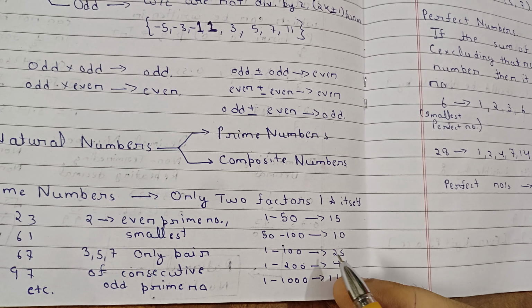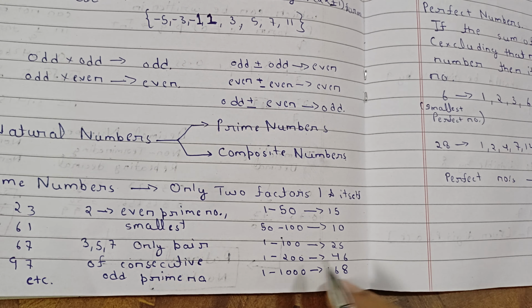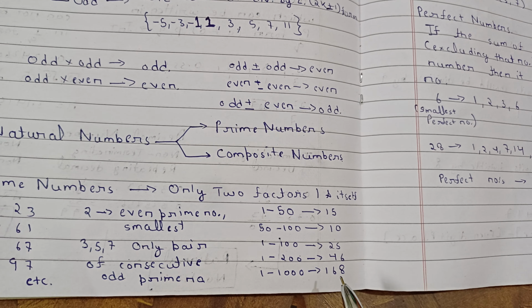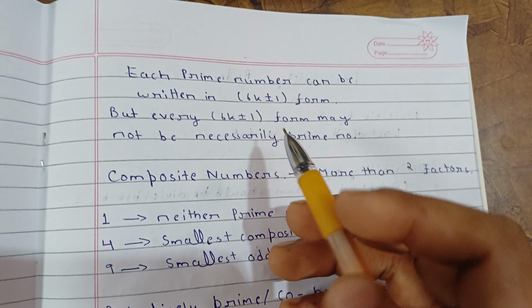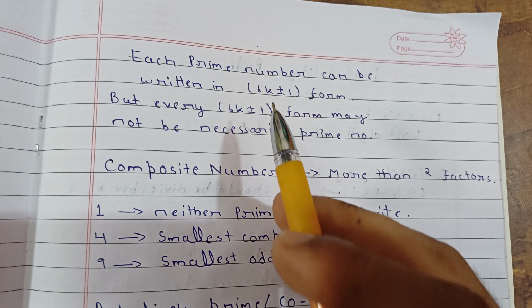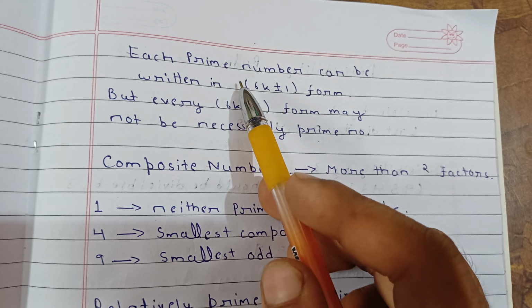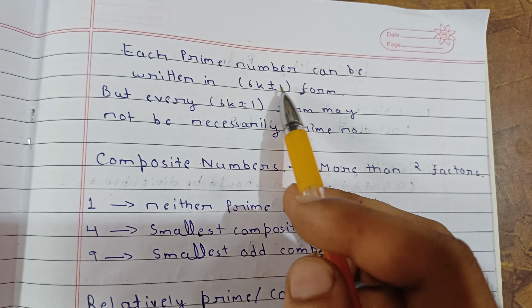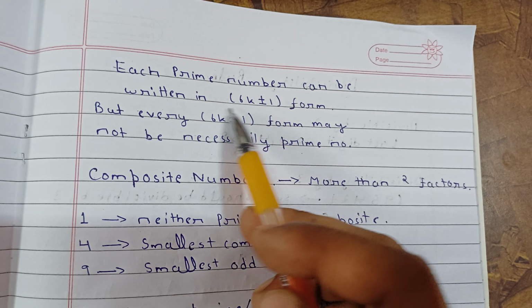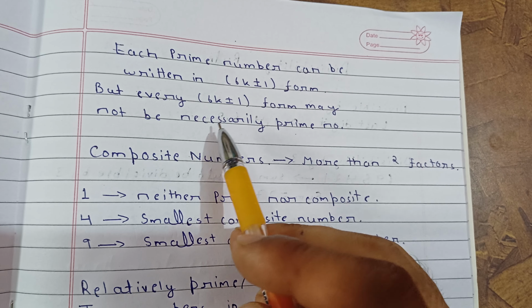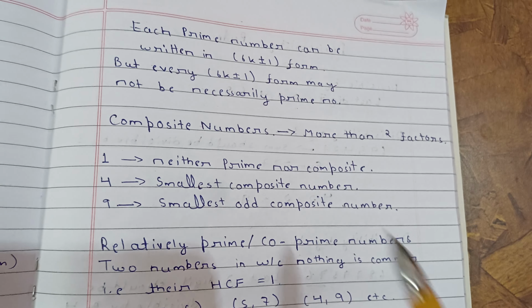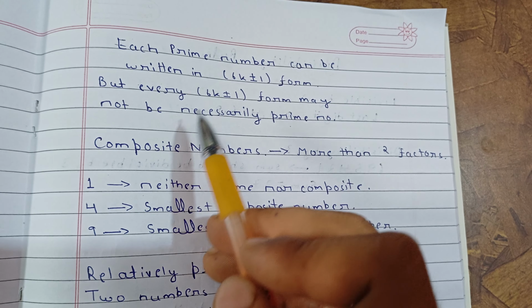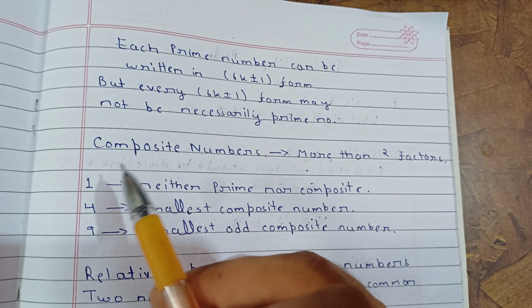prime numbers, 1 to 100 we have 25 prime numbers, 1 to 200 there are 46, and 1 to 1000 we have 168. So these numbers are very helpful for reasoning and all. Now each prime number can be written in this form, but it need not be true that all numbers represented in this form are prime, though each prime number can be represented in this form. So if k equals 1 it will be 7, and if it is minus 1 then it will be 5, and that's how you can see.